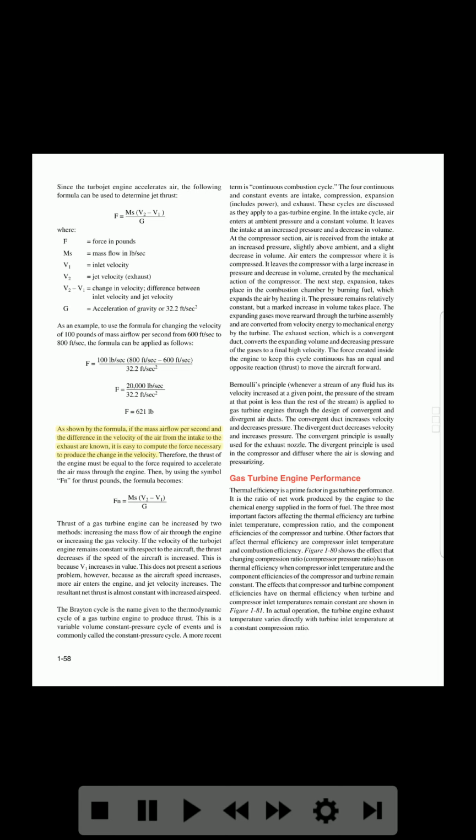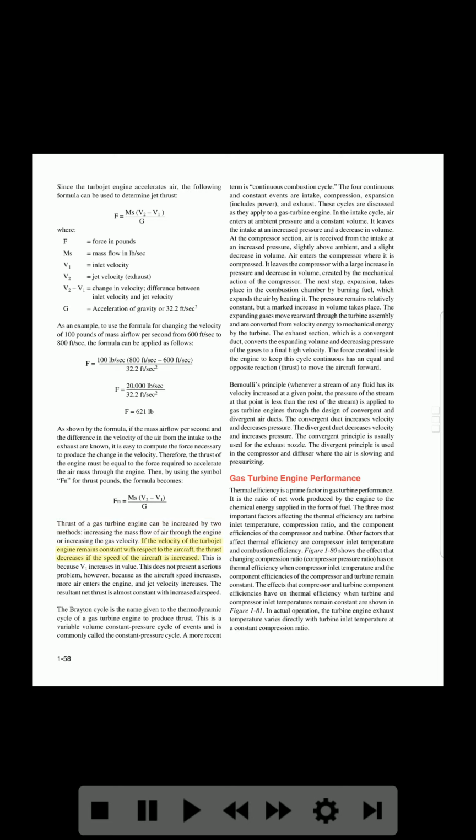As shown by the formula, if the mass airflow per second and the difference in the velocity of the air from the intake to the exhaust are known, it is easy to compute the force necessary to produce the change in velocity. Therefore, the thrust of the engine must be equal to the force required to accelerate the air mass through the engine. Then, by using the symbol Fn for thrust in pounds, the formula becomes Fn = (ṁ(V2 − V1))/g. Thrust of a gas turbine engine can be increased by two methods: increasing the mass flow of air through the engine, or increasing the gas velocity.